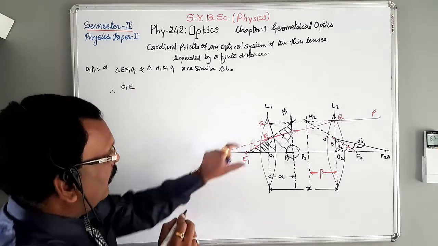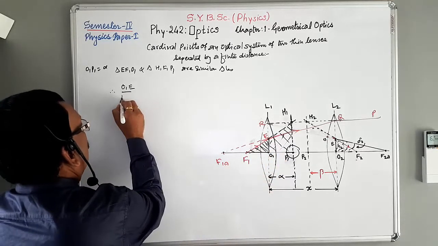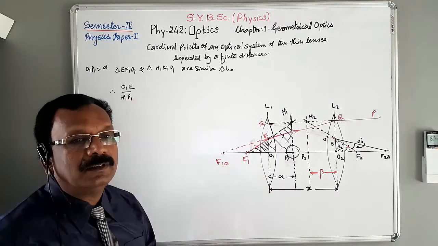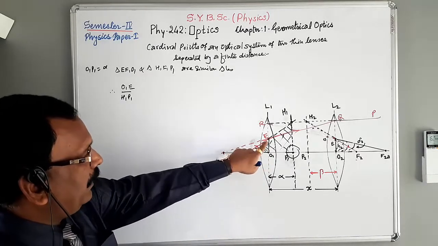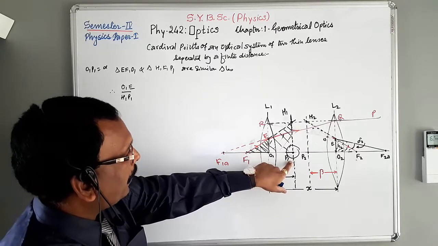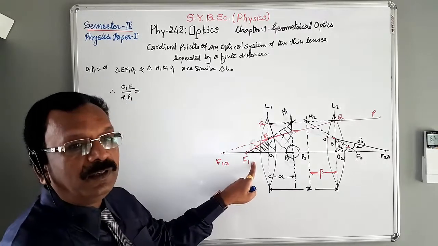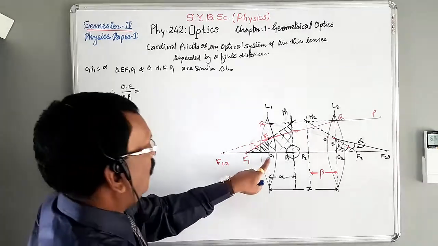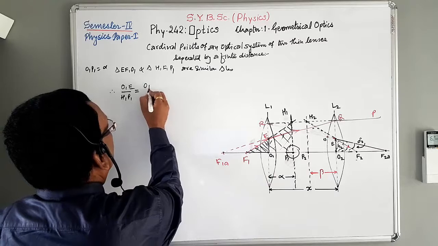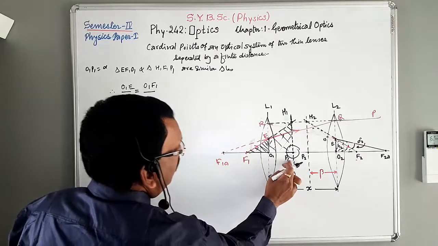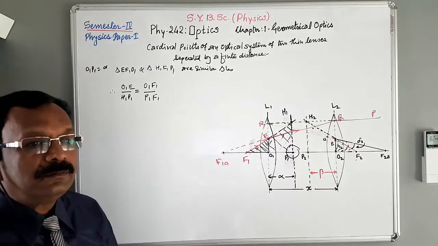O1E divided by P1H1 or H1P1, whatever it may be, is equal to F1O1 upon F1P1 or P1F1.